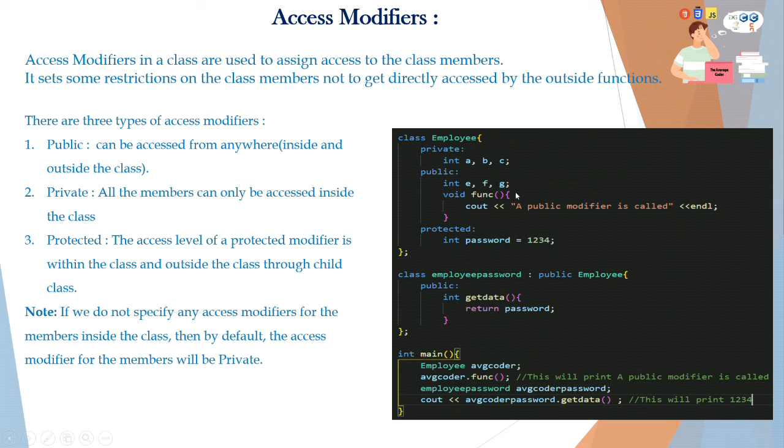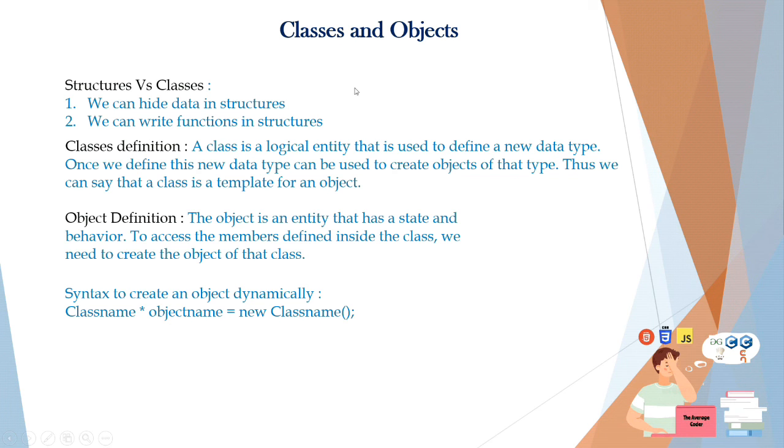Thus we can print a private member's value, meaning the variables in the private section can only be accessed within the employee class. And for protected sections we have to create a child class, and there is a lot written here, so for now just ignore this. We will also learn it in the inheritance section. And here is a short note saying that if you do not specify any access modifier for the members inside the class, then by default the access modifier for the members will be private. Means if we don't write public or protected, everything we write here will be private by default. So this takes us to our next slide, which is about classes and objects.